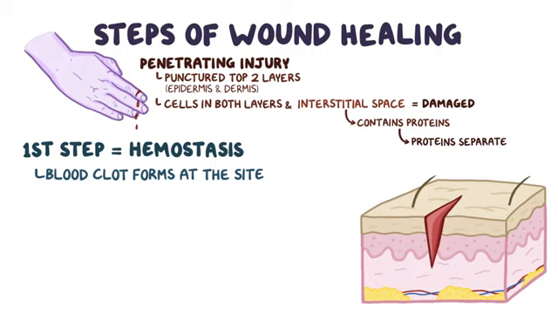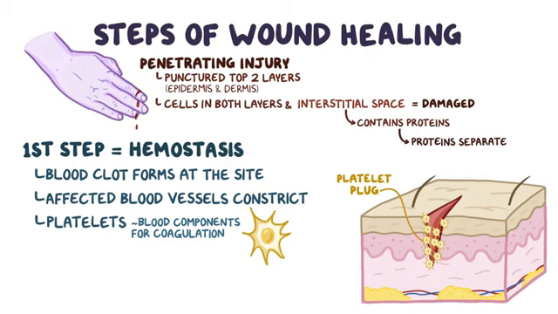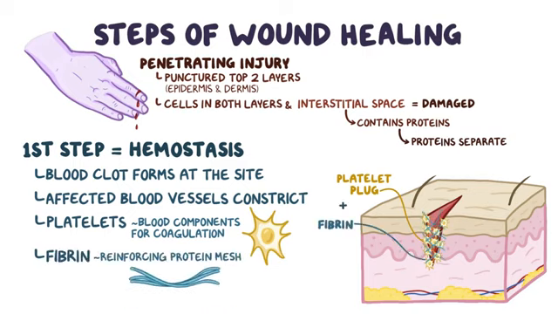Hemostasis starts when blood vessels affected by trauma constrict. Platelets, which are tiny blood components involved in coagulation, immediately aggregate around the affected tissue and stick together to form a platelet plug. The platelet plug is further reinforced by a protein mesh called fibrin, which ultimately forms the blood clot.